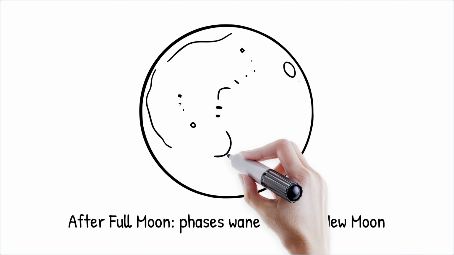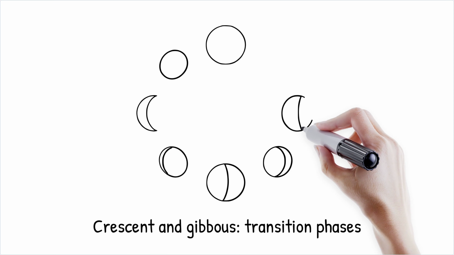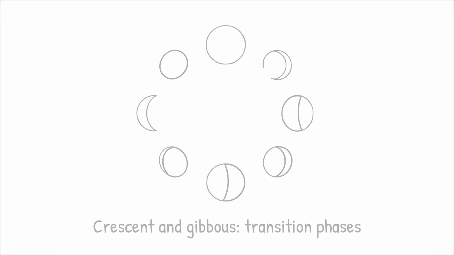The last quarter phase again shows half of the moon, but this time it's the opposite side compared to the first quarter. So what about those crescent and gibbous phases? These are simply transitions between the major phases.